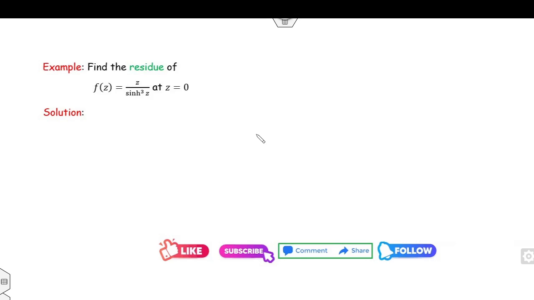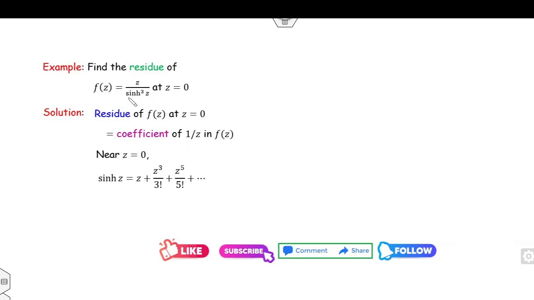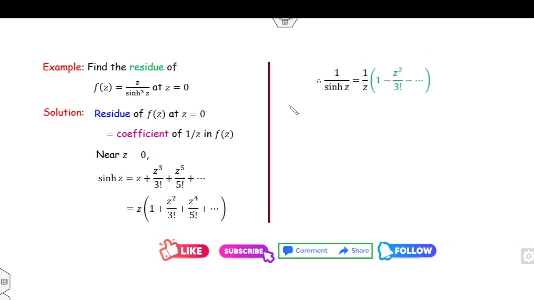Look at the next one. Now you can see it's a hyperbolic function, so I can start with sinh. Again, sinh is written in the denominator, so I can try to make this value 1. I can take z common. Then I can find the value of 1 over sinh z. I can write this as 1 over z, and the term will be raised to the power minus 1. I can use the series expansion of 1 plus x raised to the power minus 1, which is 1 minus x, and so on. I can substitute this value in the given function.